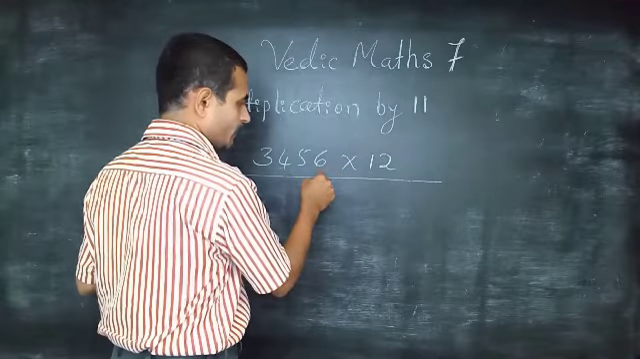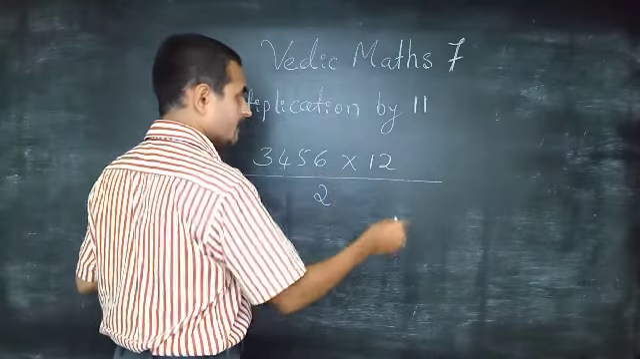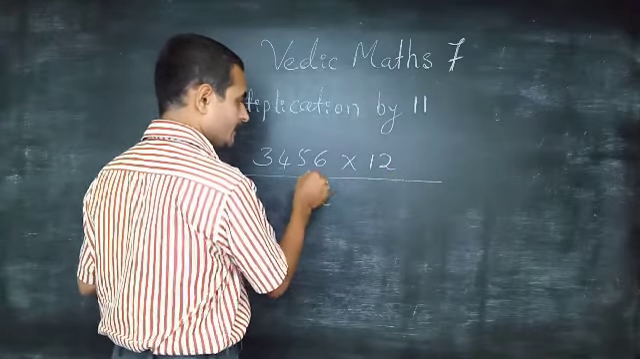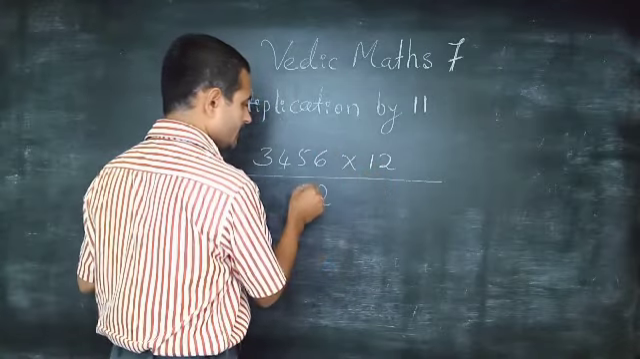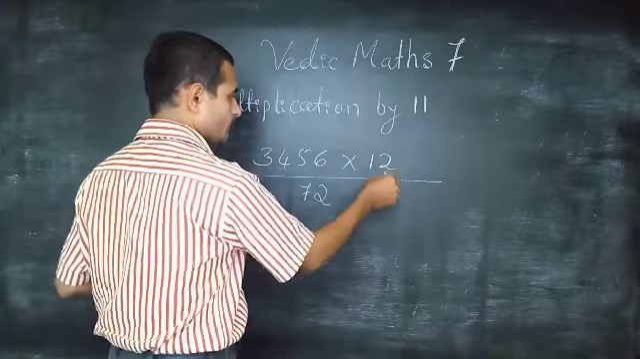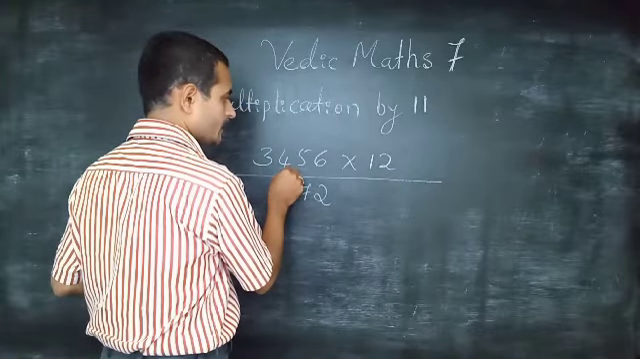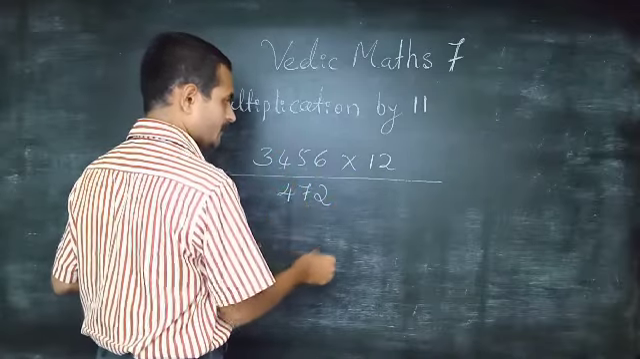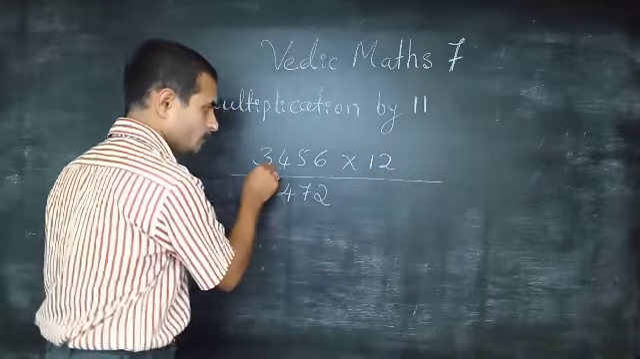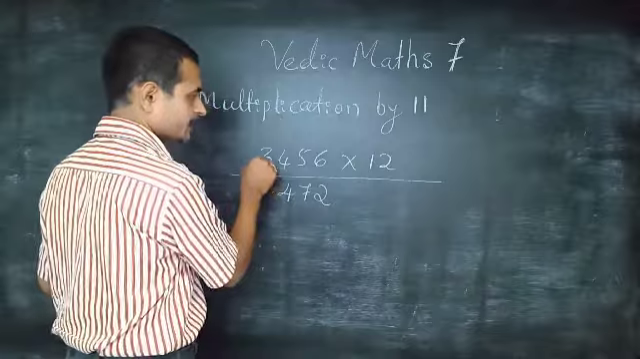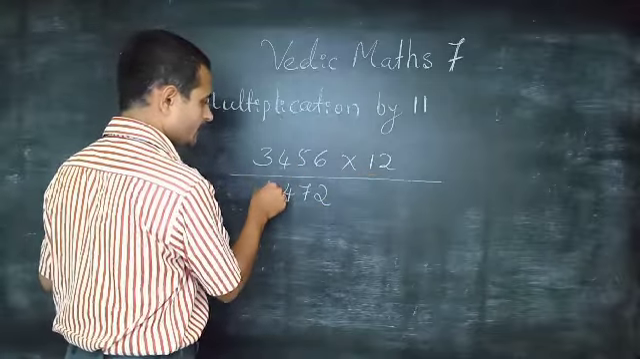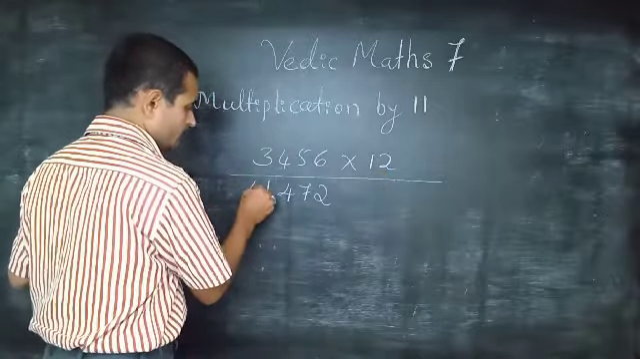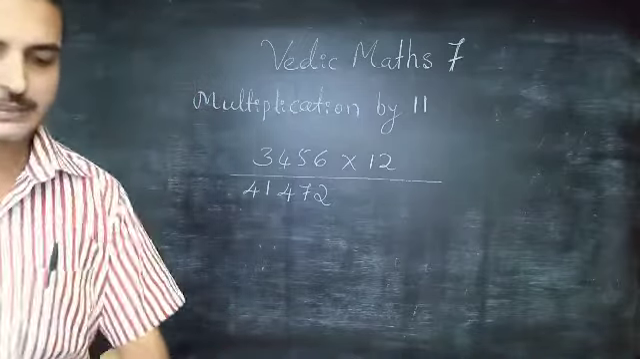2 6 12, carry 1. Then 2 5 10, 11 plus 6, 17, carry 1. 2 4 8, 9 plus 5, 14, carry 1. 2 plus 2, 3 6, 7 plus 4, 11, carry 1. Plus 3, 4. Let us have a check of this.